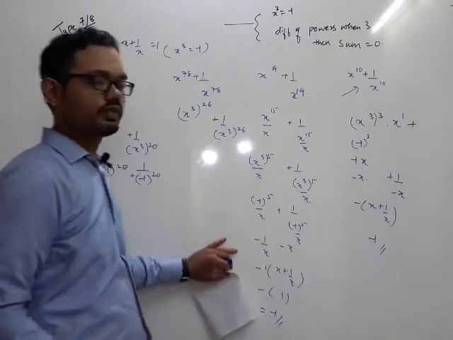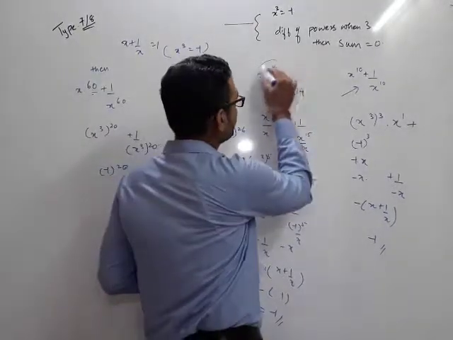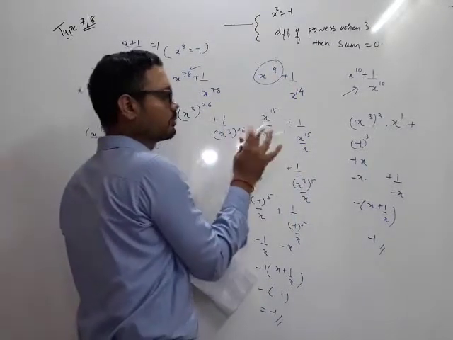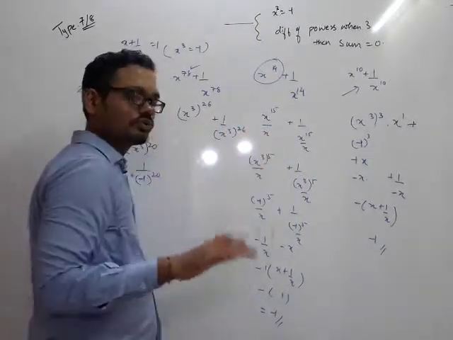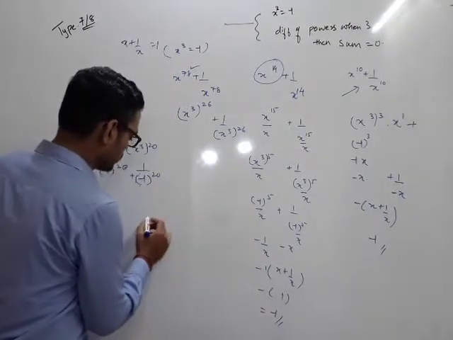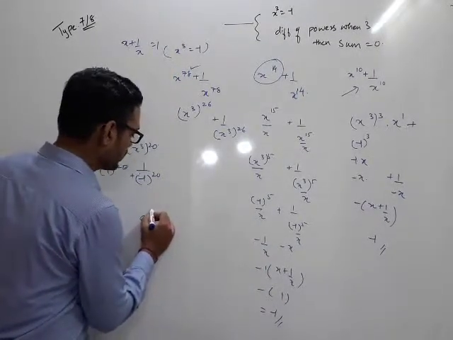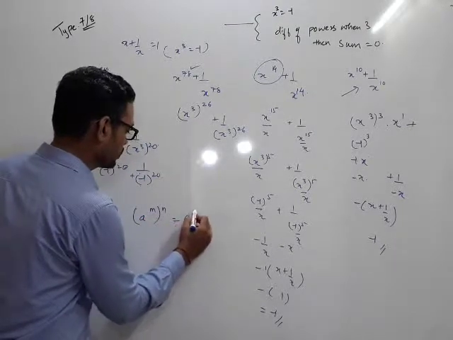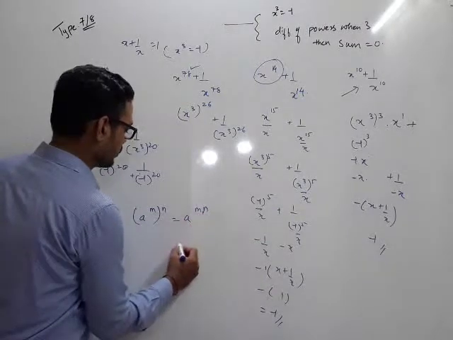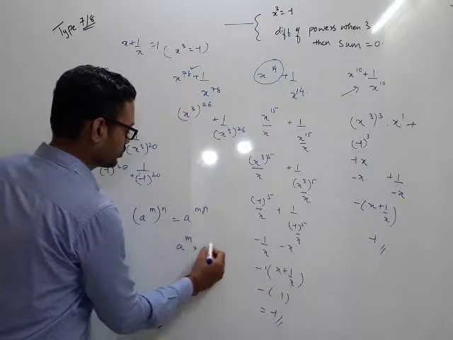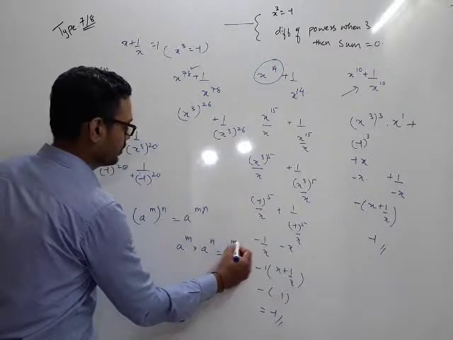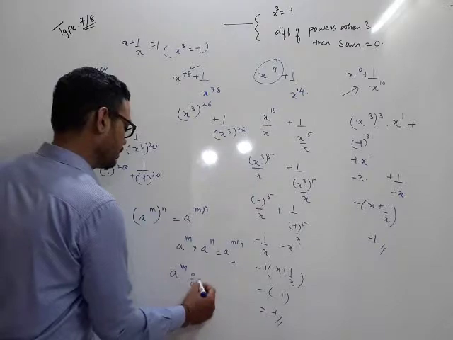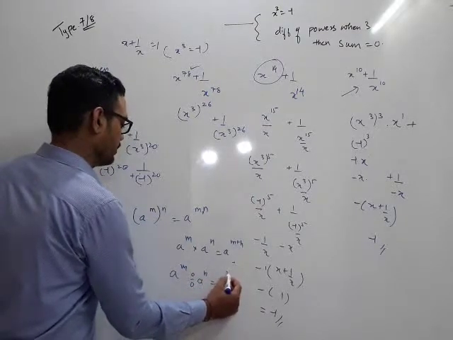So this is how we are solving if it is the closest to the multiple. This is a direct multiple, so we have taken directly the multiplication of it. Now if someone is confused with the power related formulas, it is a raised to m into n is equals to a raised to m into n. A raised to m into a raised to n is equals to a raised to m plus n. A raised to m divided by a raised to n is a raised to m minus n.